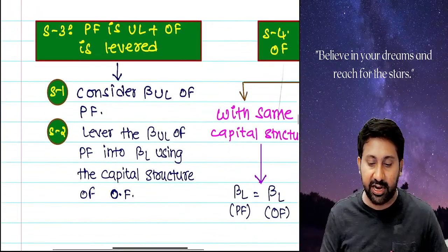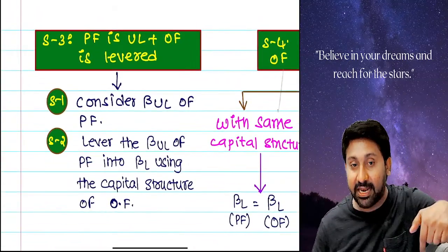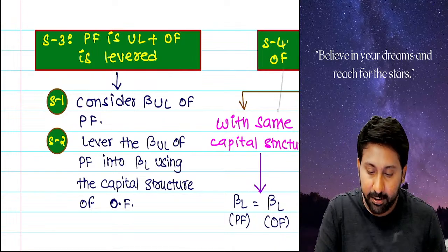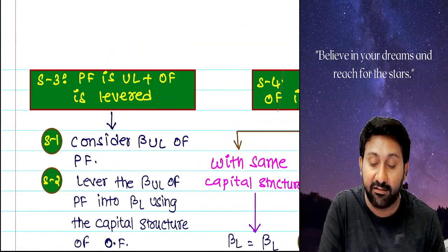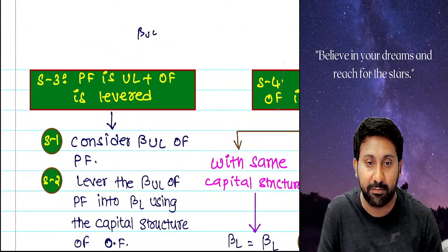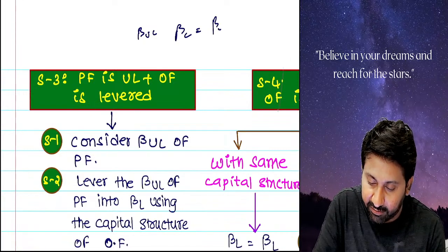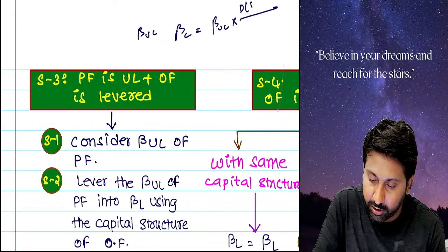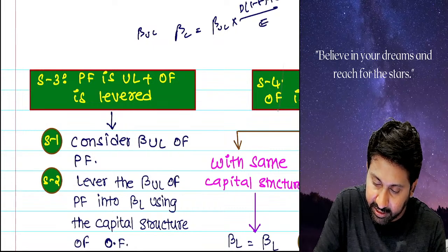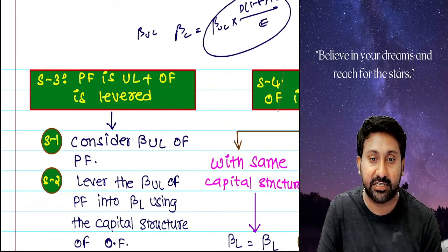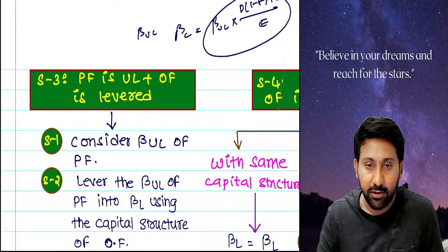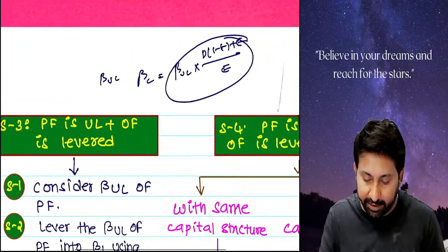Third type of question you can ask: the proxy firm is unlevered, ours is levered. Proxy firm is unlevered means whatever they give is the unlevered beta. Ours is levered, so we have to calculate the levered beta. Beta levered equals beta unlevered into 1 plus (1 minus T) into D by E. We should use our capital structure here because ours is levered. Using the unlevered beta, we can calculate the levered beta.